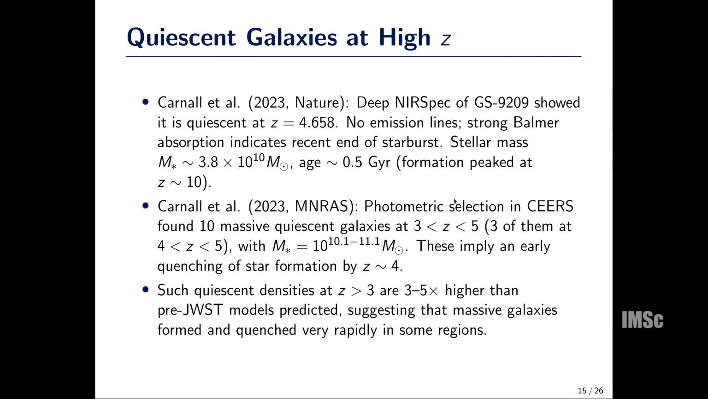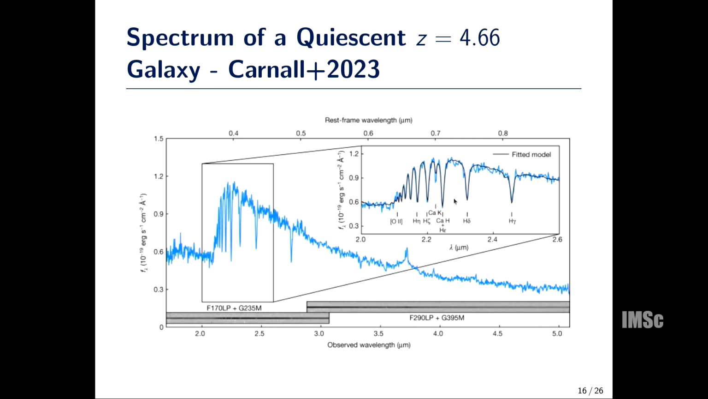Then quiescent galaxies at high redshift. So Carnall, in a paper, found extremely quiescent galaxies at redshift 4.65, no emission, lots of absorption, lots of Balmer absorption lines indicating recent end of the starburst. And so now people have found more, 10 massive quiescent galaxies at a redshift of between 3 and 5. And again, these are 3 to 5 times higher than pre-JWST models predicted, indicating that massive galaxies formed and quenched very rapidly, at least in some parts of the universe.